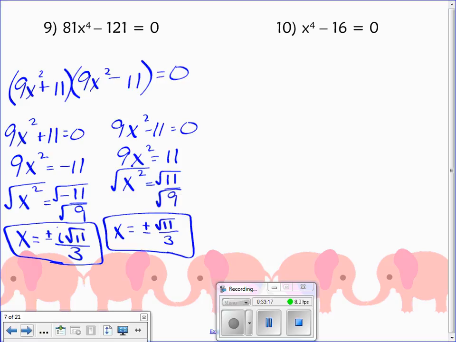Number 10, think we can do it? Yeah, try number 10 on your own.